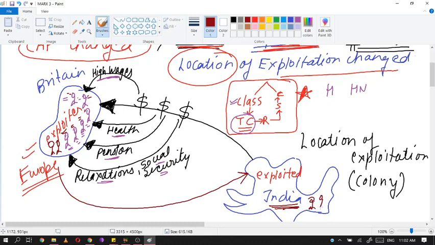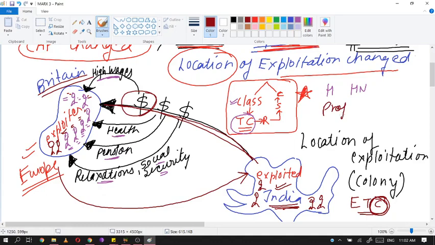East India Company, a company, a capitalist, a businessman, exploiting India, bringing money back to the country. To whom? Britain. What will Britain do? It will use that money. What is profit? Understand? Profit is nothing but how much you have exploited another person. In Marx's sense, profit is how much you have exploited. So more exploitation means more profit. And this money you are using to give high wages to your citizens, you are providing healthcare, pension service, relaxations, social security.